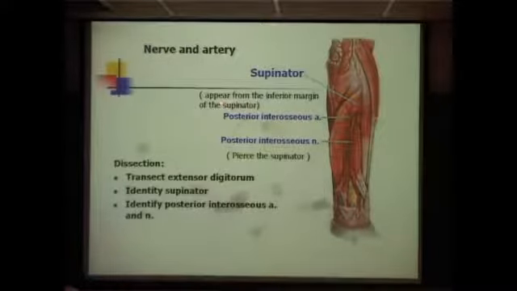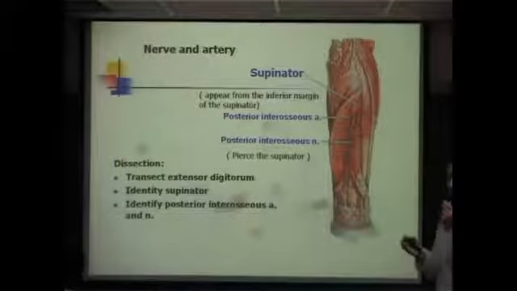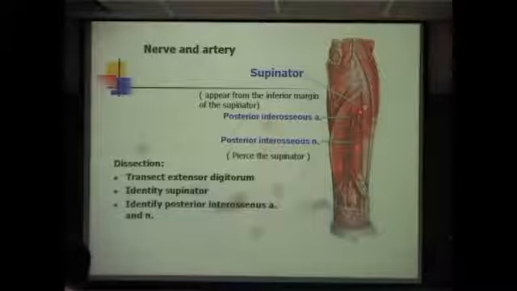Yes, it appears from the inferior border of the supinator, and the nerve in this region is called the posterior interosseous nerve. It pierces the supinator muscle. It's like this. You can find and identify the posterior interosseous artery and the posterior interosseous nerve between the superficial and deep muscles.